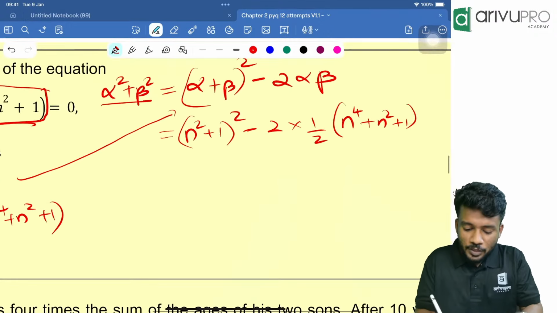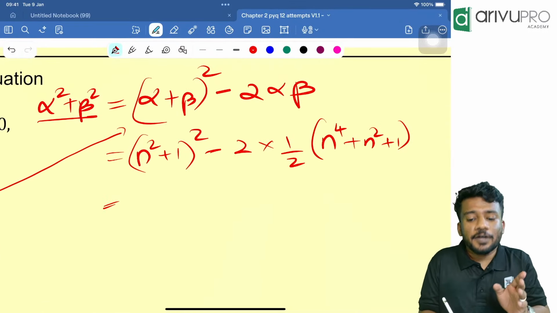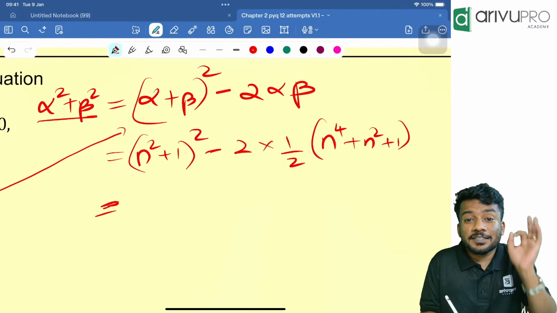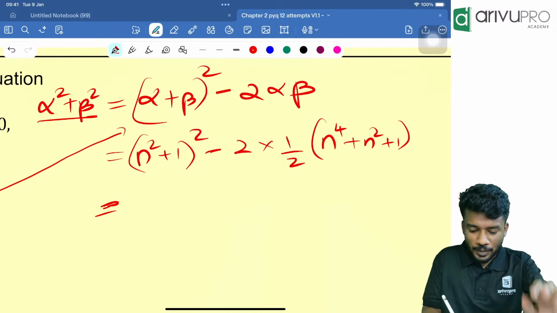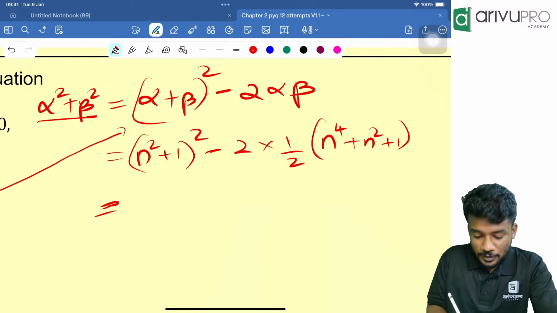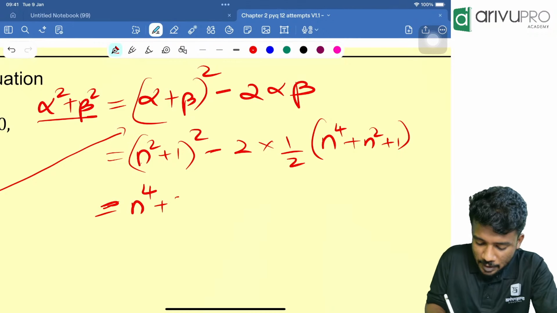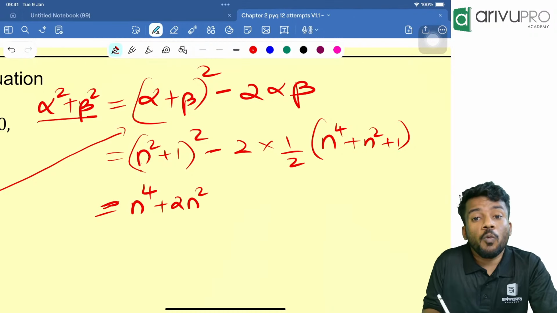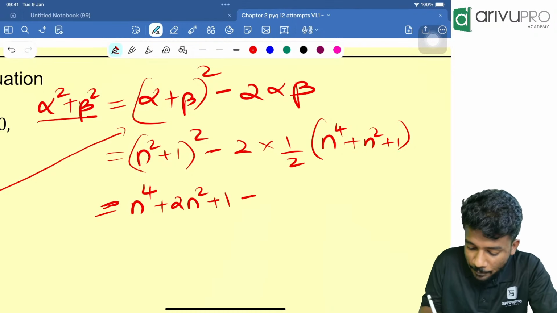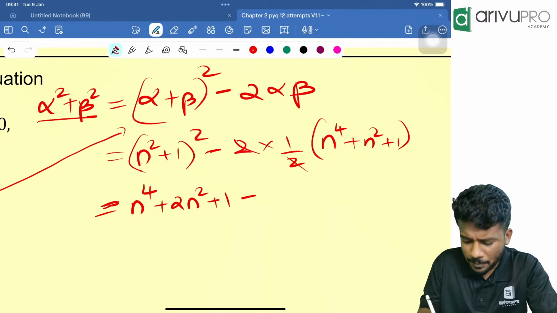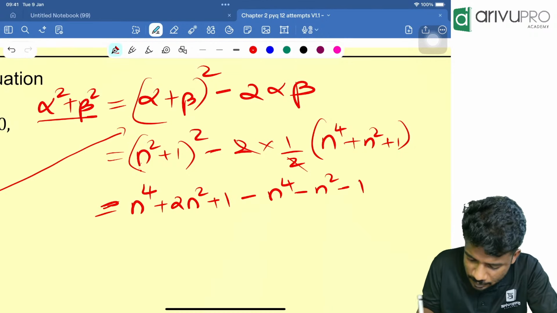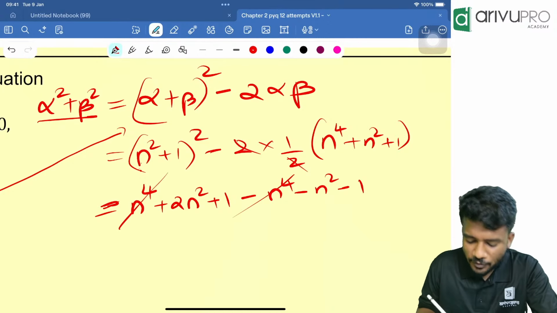Now people, look here. N square plus 1 the whole square is how much? A plus b the whole square is a square plus b square plus 2ab. Similarly, n square the whole square is n raised to 4 plus 2ab, 2 into n square into 1, plus 1. Minus 2 cancels. Open the bracket: minus of n raised to 4, minus of n square, then minus of 1. N raised to 4 cancels.